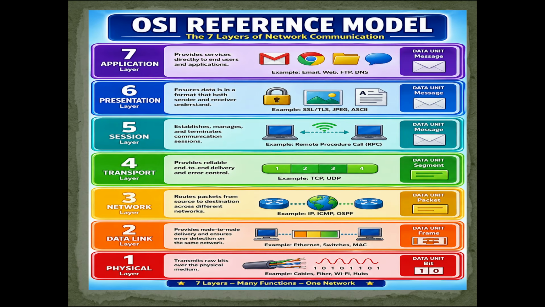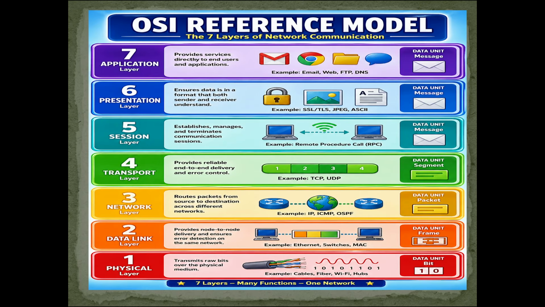The application layer provides services directly to end users and applications, whereas the presentation layer ensures the data is in a format that both sender and receiver can understand. The session layer is used to establish, manage and terminate communication sessions, whereas the transport layer provides reliable end-to-end delivery and error control. In the network layer, the data segment received from the transport layer is converted into a packet from source to destination across different networks.